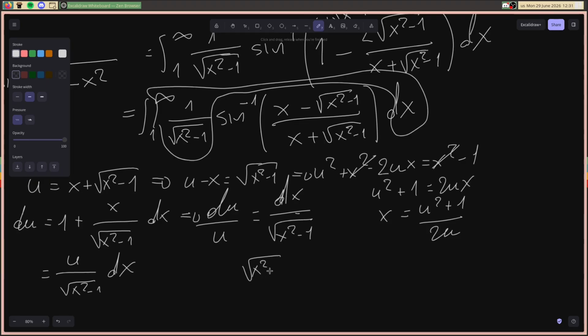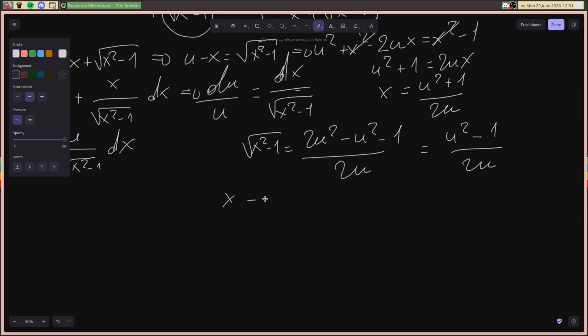I'm not sure what that is, but we can find what the square root of x squared minus 1 is. It's u minus x, which means that this is u squared minus 1 over 2u, and we subtract this from x, thus we get u squared plus 1 minus u squared minus 1 over 2u. No, plus 1. There you go. The u squares are removed, so we end up with 1 over u, which is perfect.